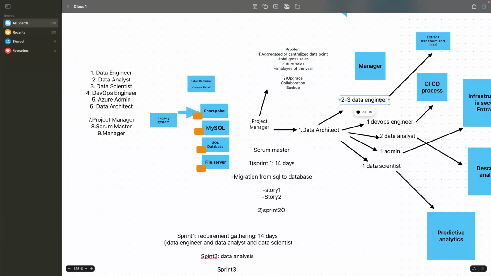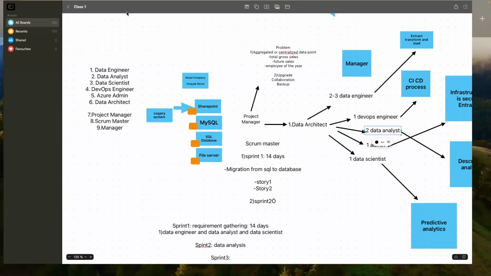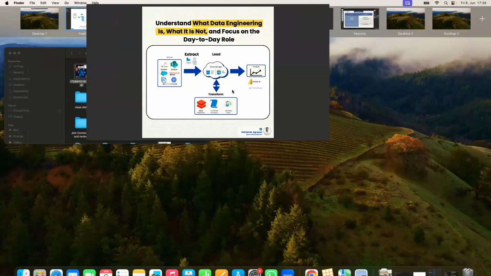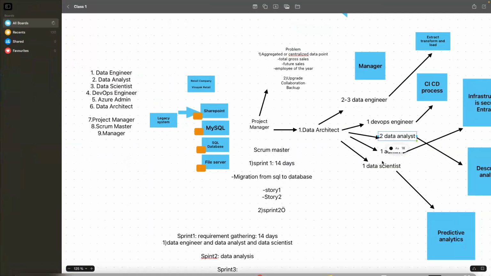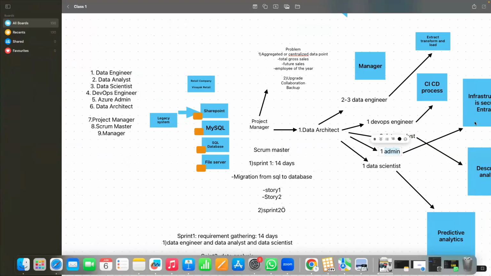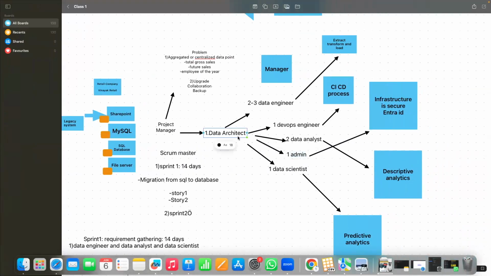The data engineer develops the pipeline. Once the data is prepared, the data analyst's job is to create the Power BI report. That is what the data analyst will do. Now, the data admin will take care of infrastructure and security. The data architect will design the architecture, but the admin's job is to manage the infrastructure and security and make sure that authentication and authorization are properly handled. So suppose you have 6 developers, all the developers' Entra ID is managed, they are able to log in properly, and the infrastructure is secure. The admin will do all of that.